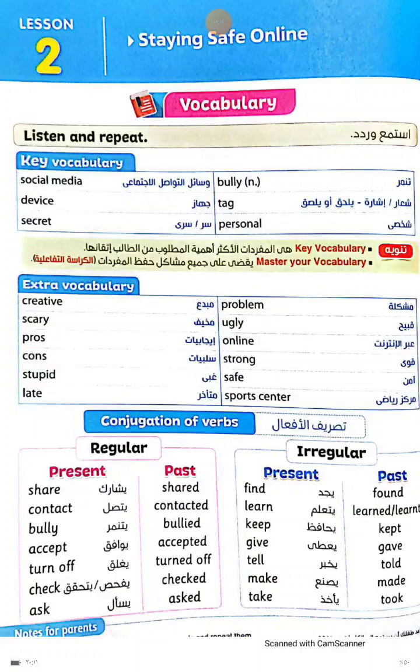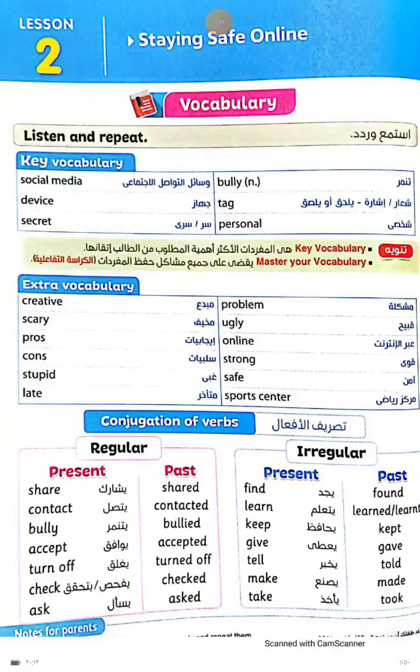Pros. Cons. Stupid. Late. Problem. Ugly. Online. Strong. Safe. Sports center.